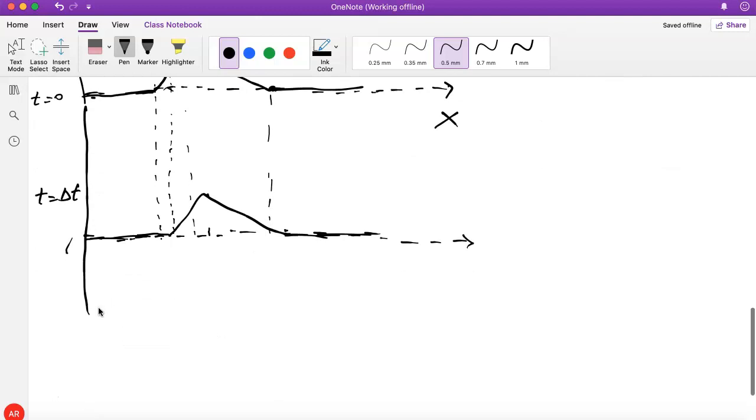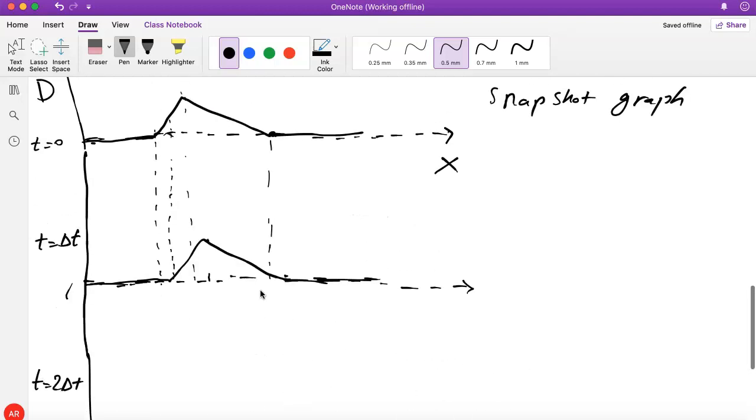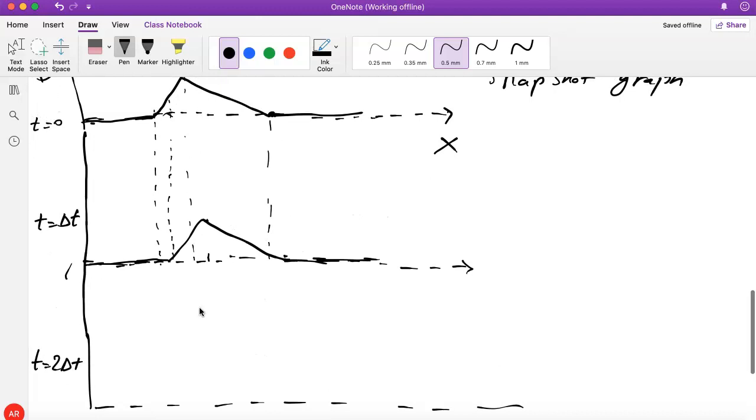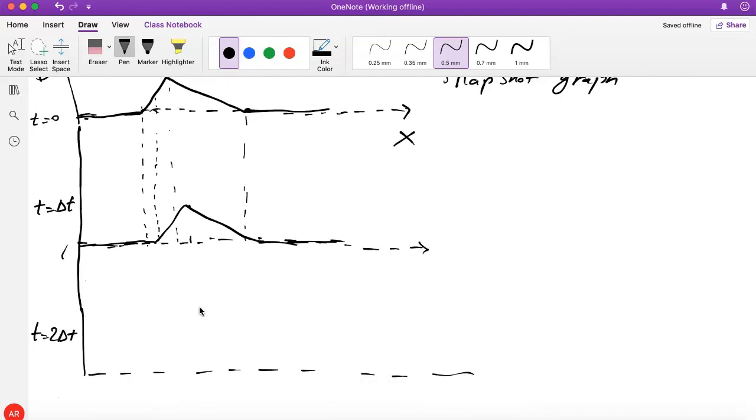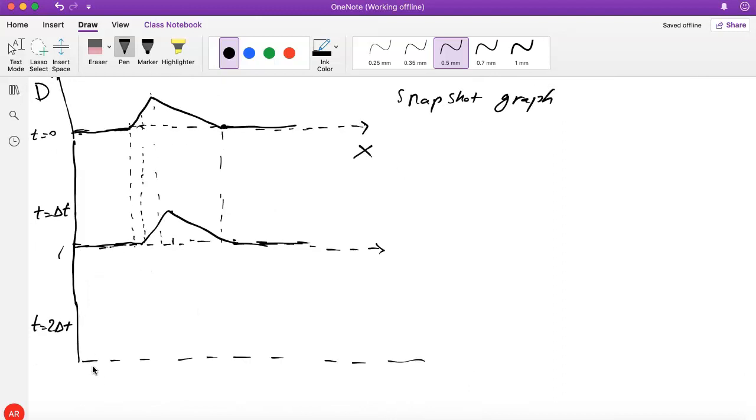Okay? And again, if the clock keeps ticking, let's say at t equals 2 delta t, another delta t has passed, and the whole thing has moved forward by the same length, let's say this much. So from here to here, we move by the same amount forward, so again the same shape. It looks like that.